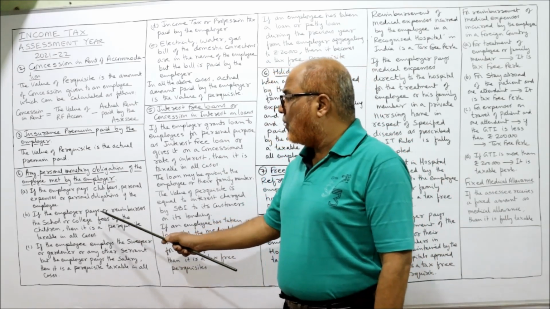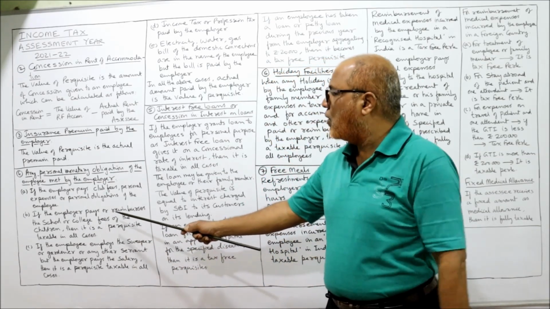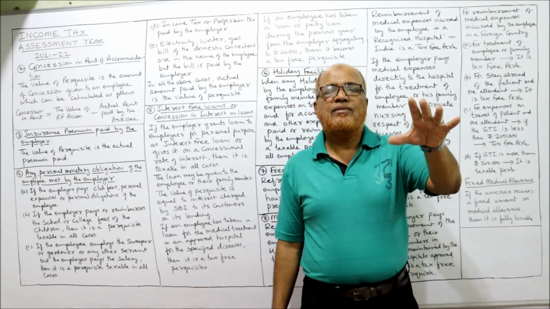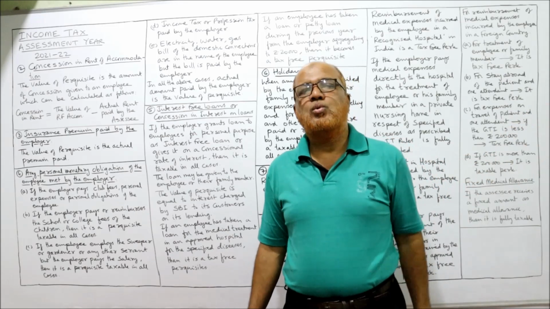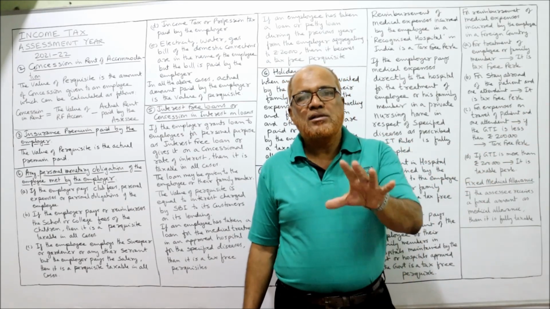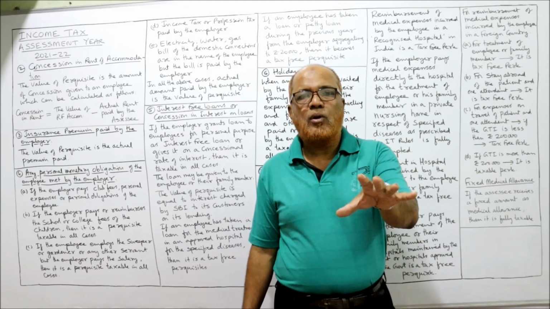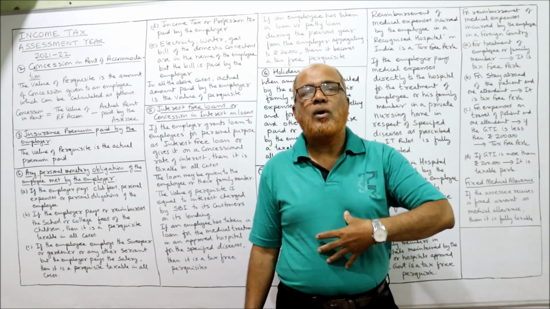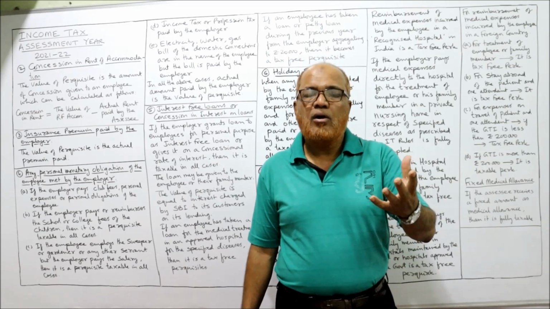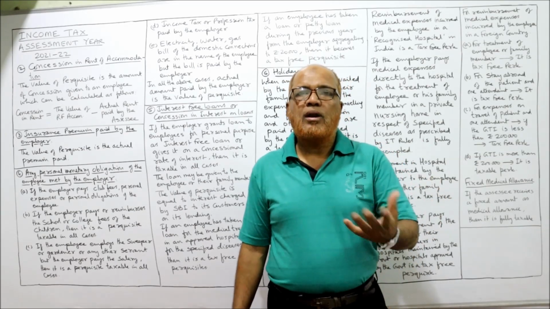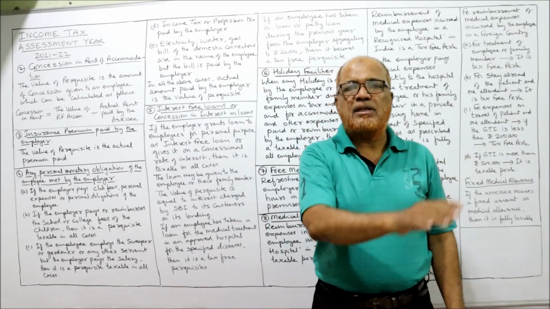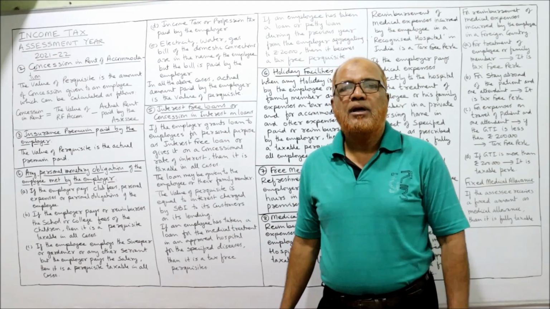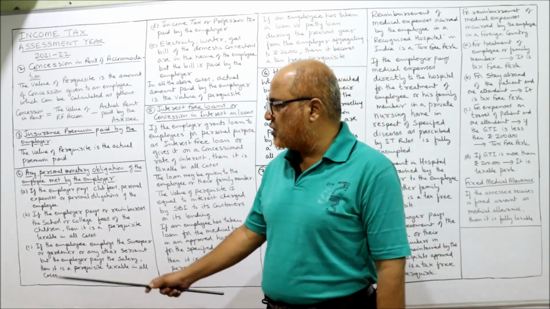Next one, if the employer pays or reimburses school or college fees of the children, then it is a taxable perquisite. Suppose the employee's children are studying in school or college, so it is the responsibility of the employee to pay the fees. But sometimes the employer agrees to pay or reimburse. Reimburse means first it will be paid by the employee, and later on that amount will be repaid by the employer. It's a taxable perquisite in the case of all employees.